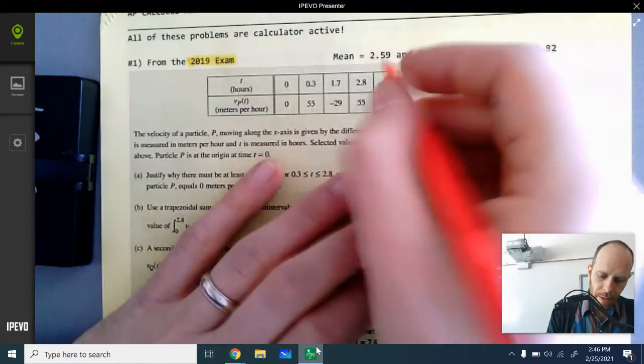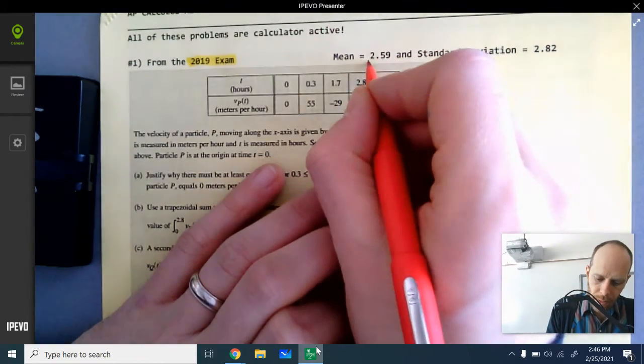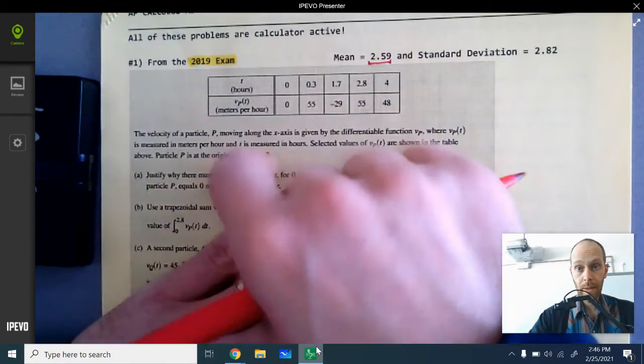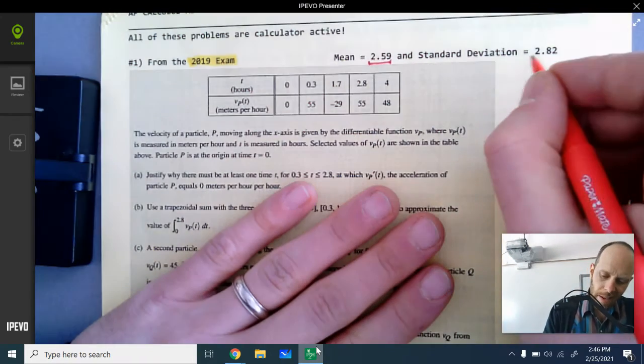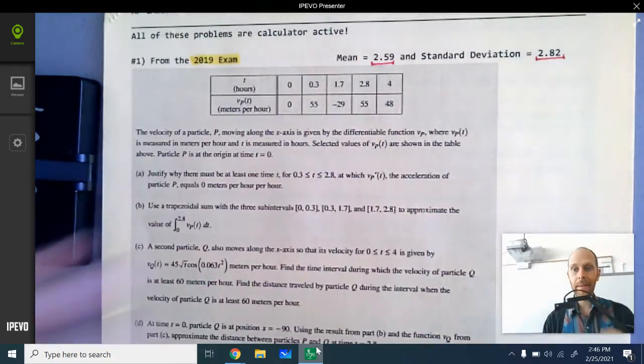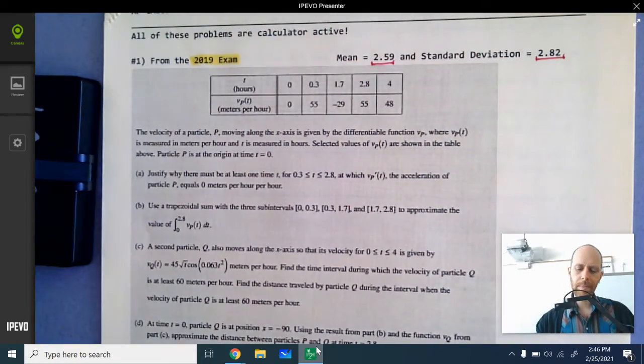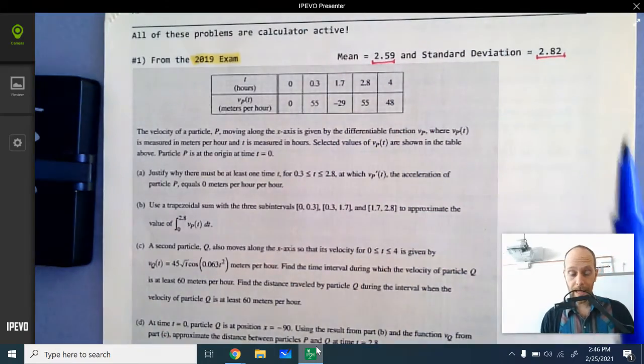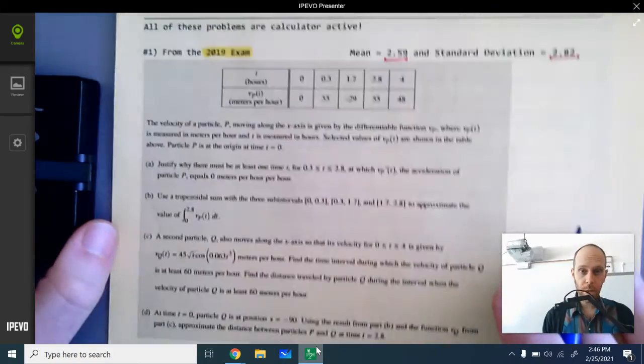So in this year, the mean student in America got a little more than 2.5 of those 9 points on this question. The standard deviation, don't worry about that. It's a measure of how spread out things are. All right, so that's a side note. I just wanted to give you a sense of the difficulty of the question.